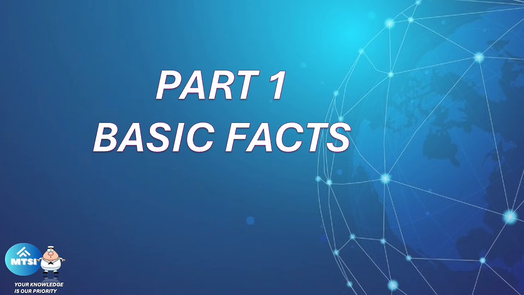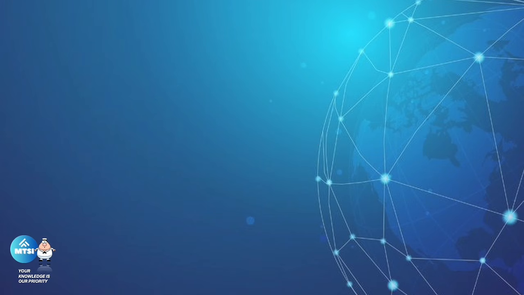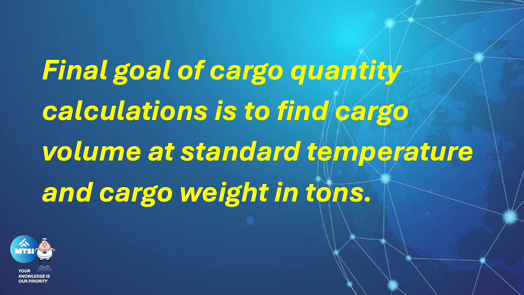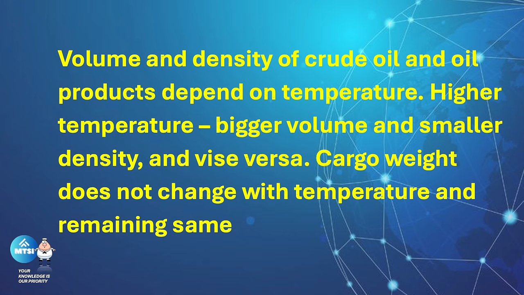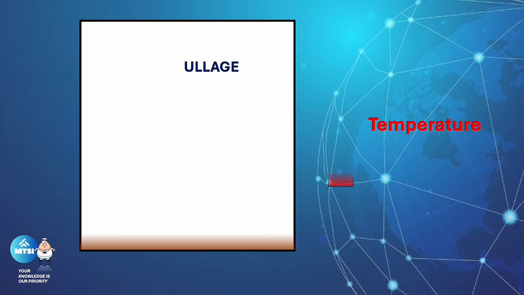Part 1. Basic Facts. The final goal of cargo quantity calculations is to find cargo volume at standard temperature and cargo weight in tons. Volume and density of crude oil and oil products depend on temperature. Higher temperature means bigger volume and smaller density, and vice versa. Cargo weight does not change with temperature and remains the same.